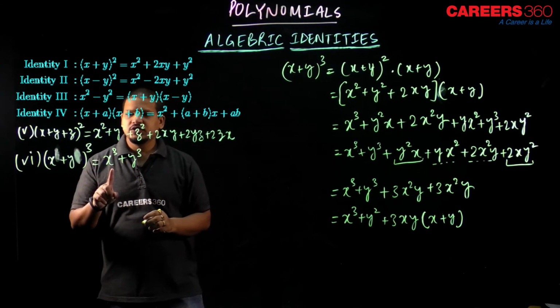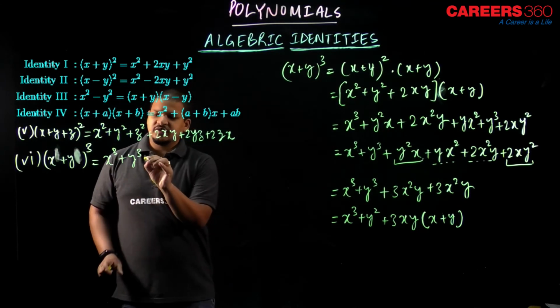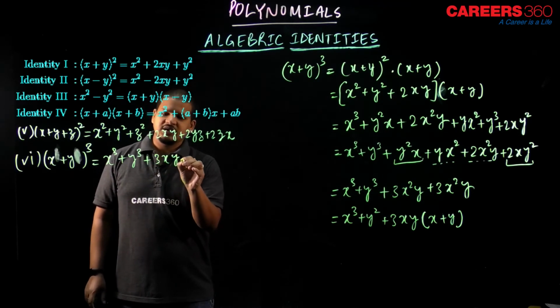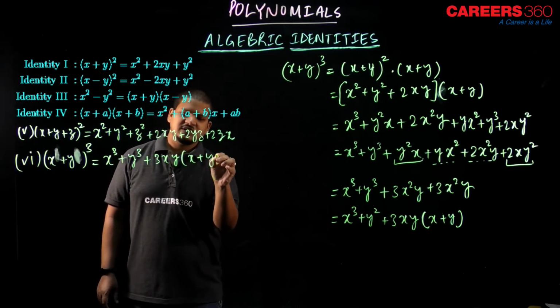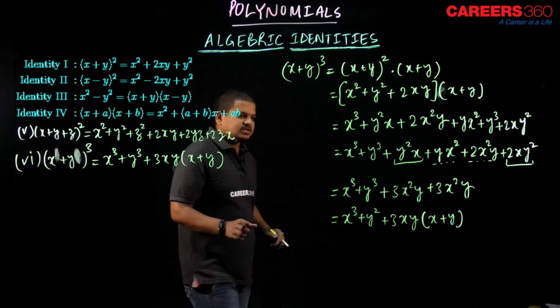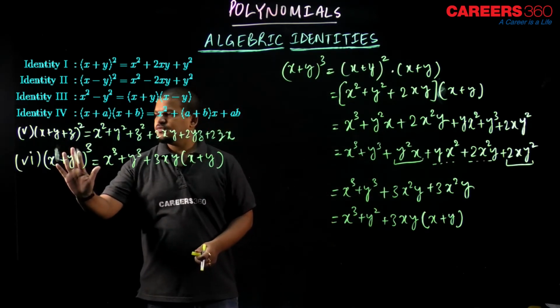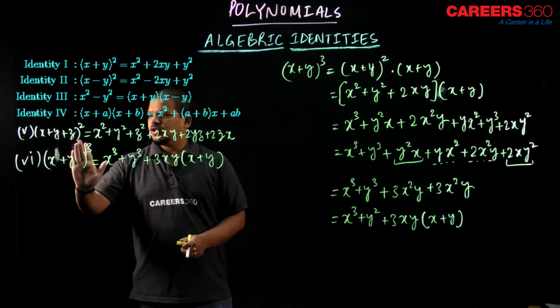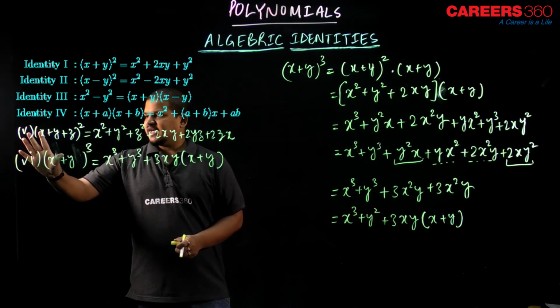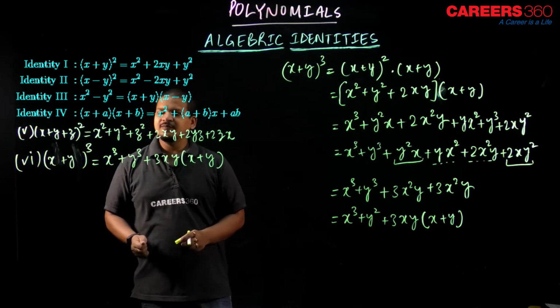So (x plus y) whole cube will be x cube plus y cube plus 3xy in the bracket x plus y, right? So this is the identity that we have achieved just by substituting the values of (x plus y) whole square. Now can I get another identity?